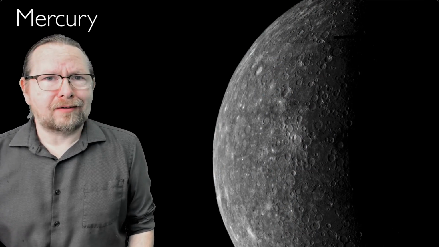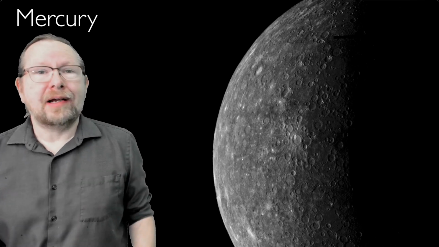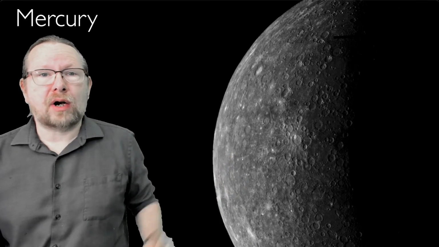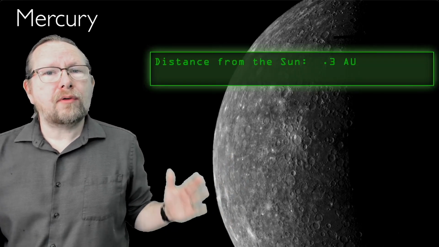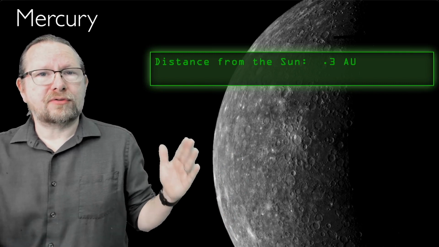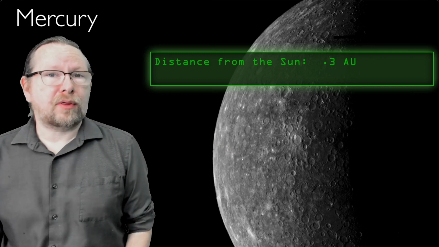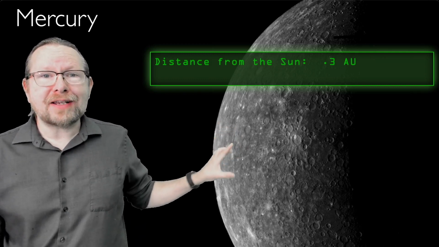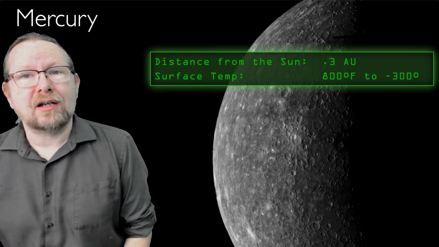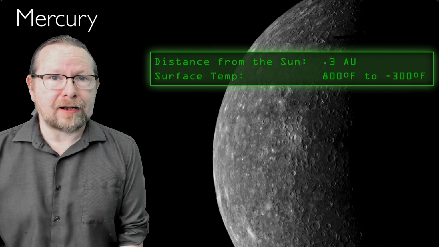You probably already know before taking the astronomy class that Mercury is the closest planet to the Sun. It is a terrestrial planet, meaning it has a hard, rocky surface. It is a little less than 1/3 the distance from the Earth to the Sun. So the Earth's distance to the Sun is 1 AU. Mercury is about 0.3 AU from the Sun, which means that the side of Mercury facing the Sun is very, very hot. The surface temperature on that side of Mercury is 800 degrees Fahrenheit.